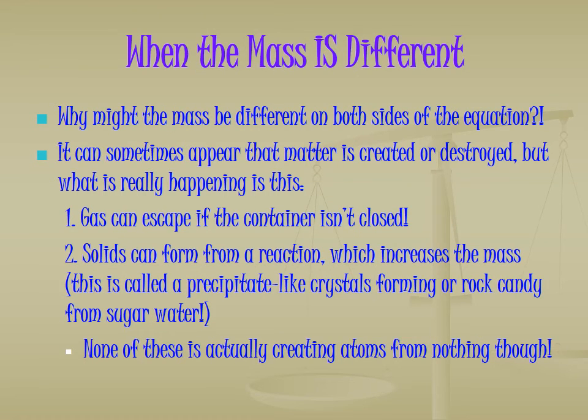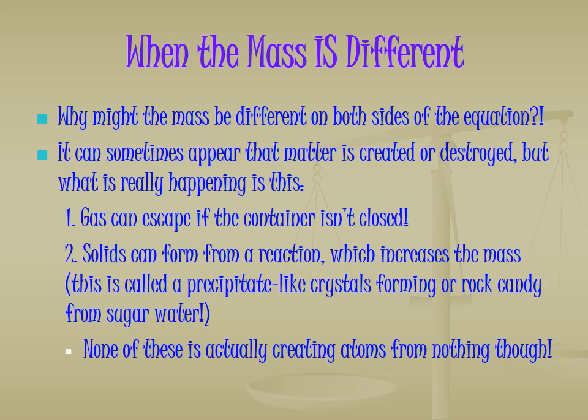In all of the examples that we've just done, the mass has been the same on the reactant side and the product side, which means the equation is a balanced equation. What about when it's a little bit different, when it might not seem balanced? It can sometimes appear that matter is created or destroyed, but what's really happening is this.